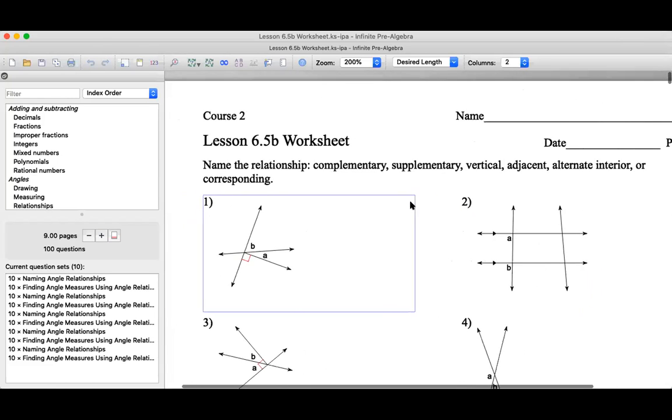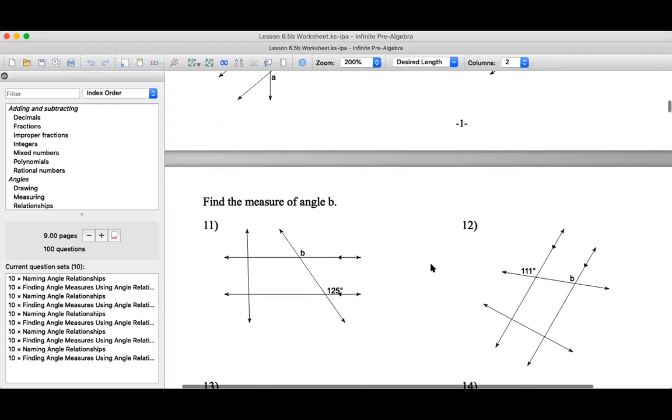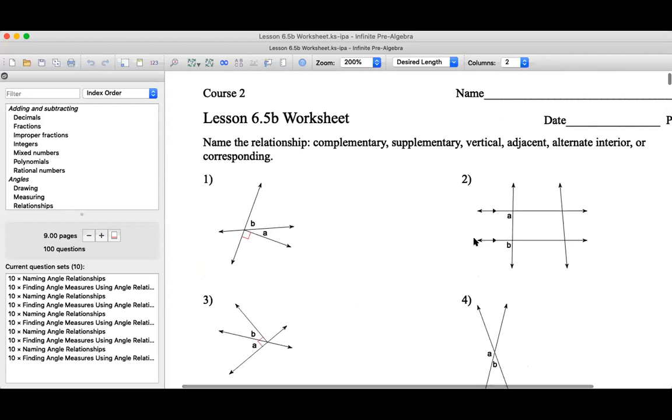So there's two basic sections, and what I do is I alternate back and forth between the two. The two basic sections are, I'm going to ask you to name the relationship. Relationship simply means tell me if the given angles are complementary, supplementary, vertical, adjacent, alternate interior, or corresponding. That's all we have. So let's go over these one at a time.